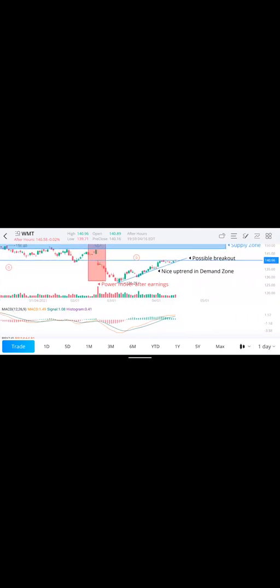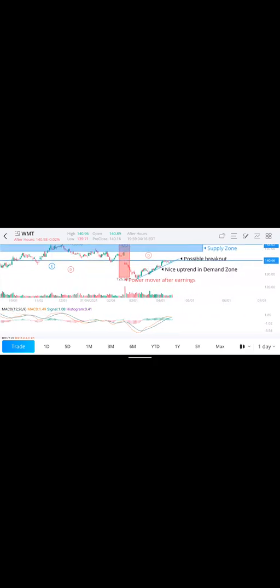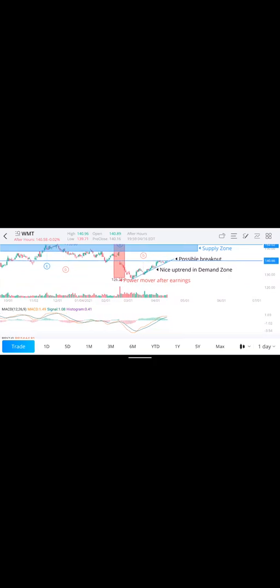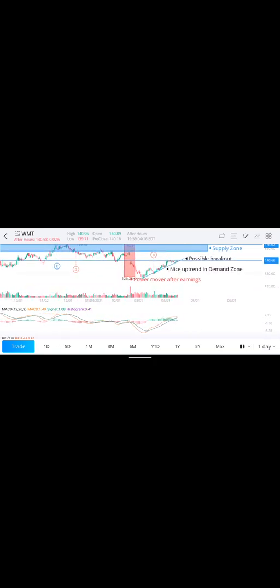I always say you want to buy calls on a red day if you can. Buy puts on a green day if you can. Next, you want to identify supply and demand, support and resistance zones. And this line right here, where I have the word possible breakout, is a nice support zone, support line, and a nice resistance line at the same time.